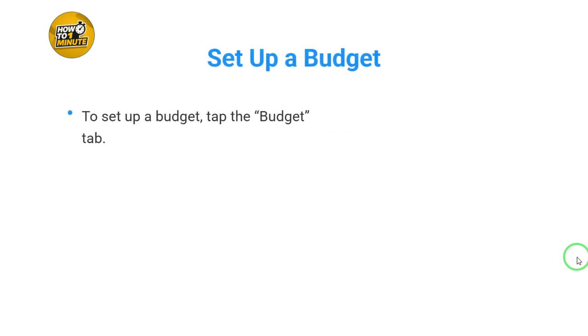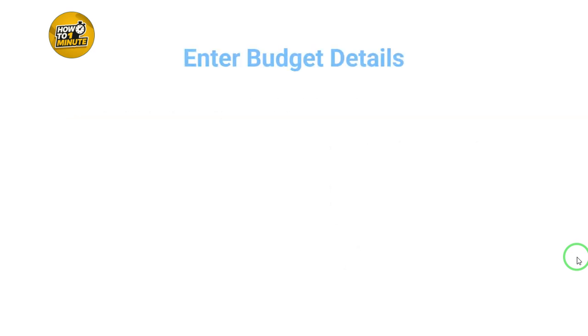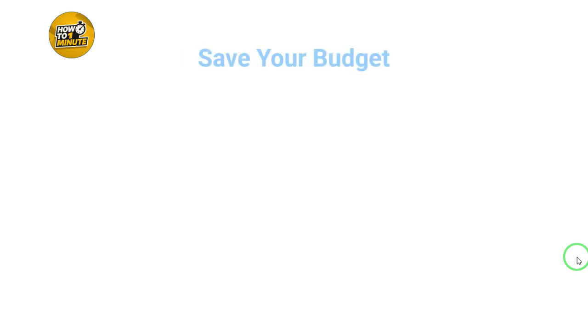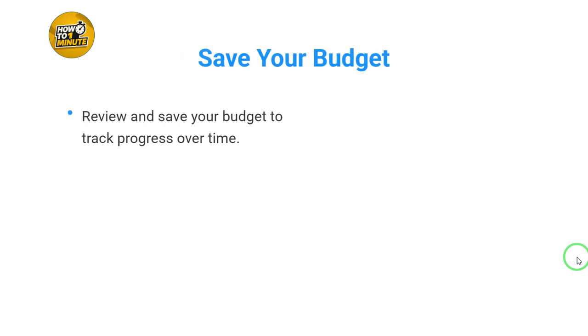To set up a budget, tap the Budget tab. Enter your income, savings target, and monthly bills so that you can track your spending. Review and save your budget to track progress over time.